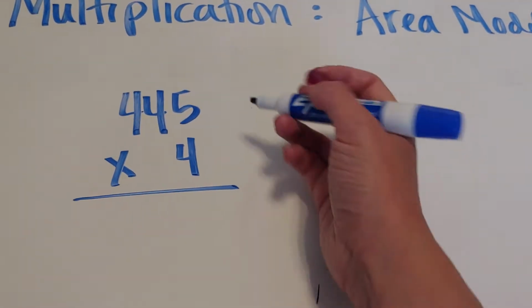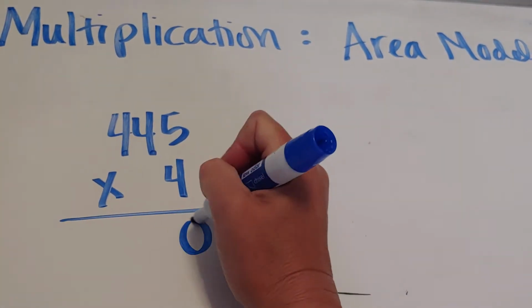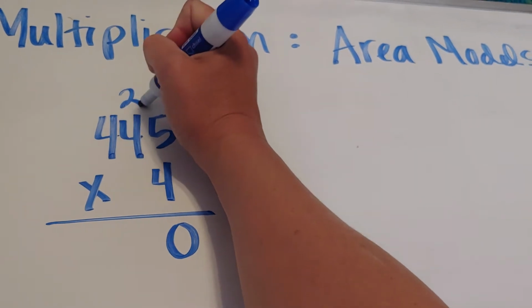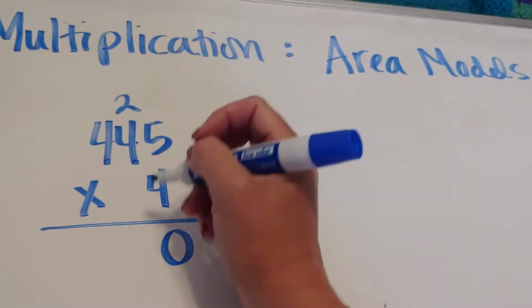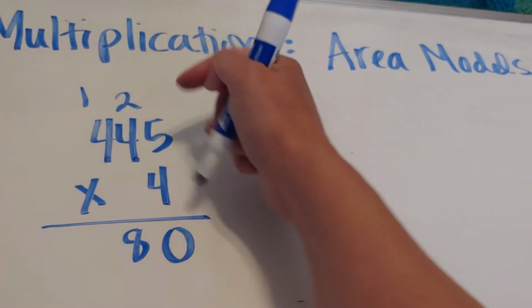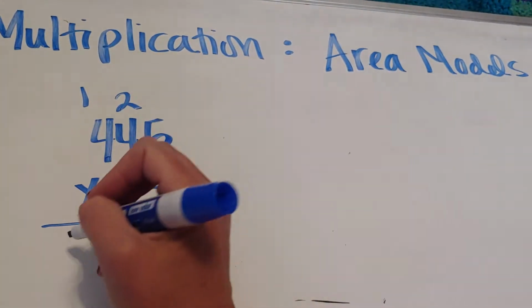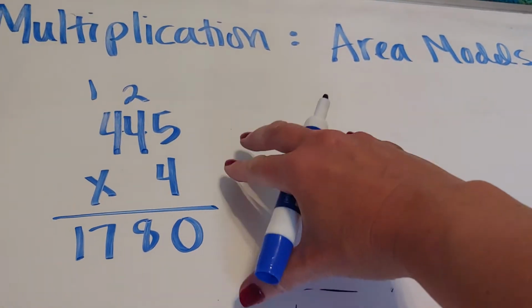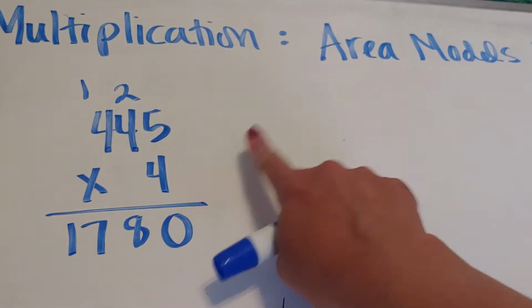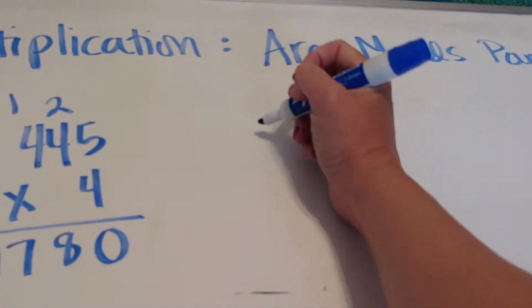So in the last video, I did 4 times 5 is 20. I write a 0, carry the 2, so I'm carrying. 4 times 4 is 16, 2 more is 18, and then 4 times 4 is 16, and 1 more is 17. So how are we going to teach this idea? Because we are going to teach this standard algorithm, but how do we get there? And how we get there is using an area model.